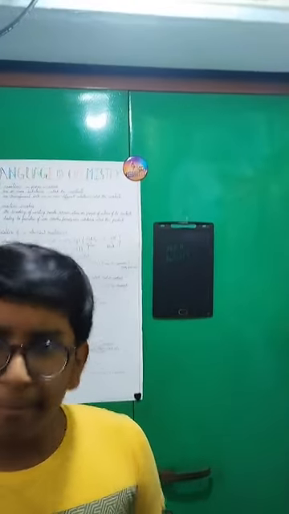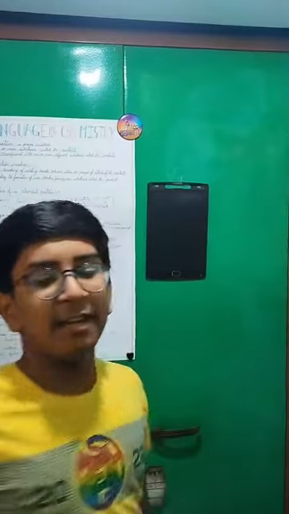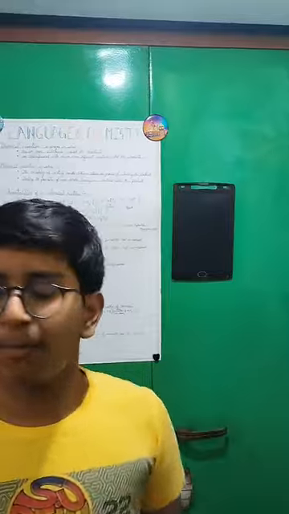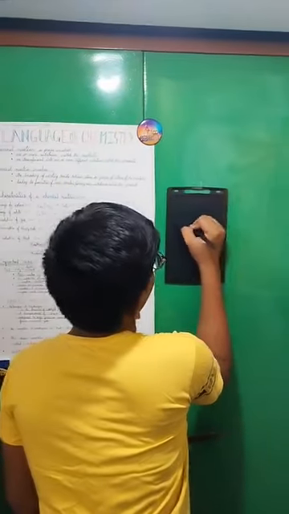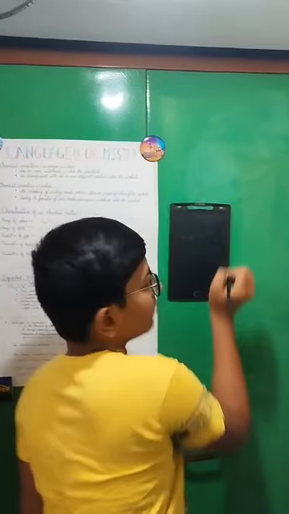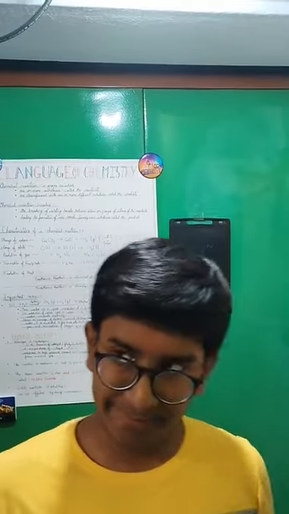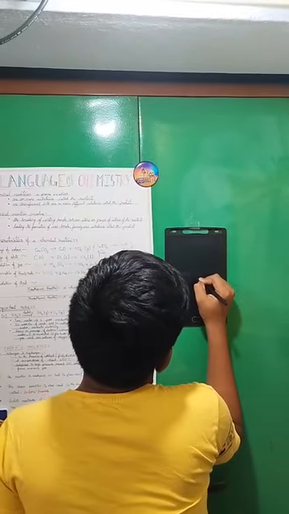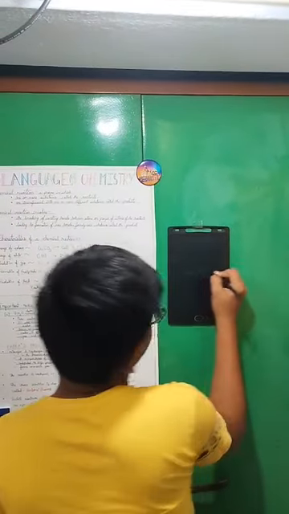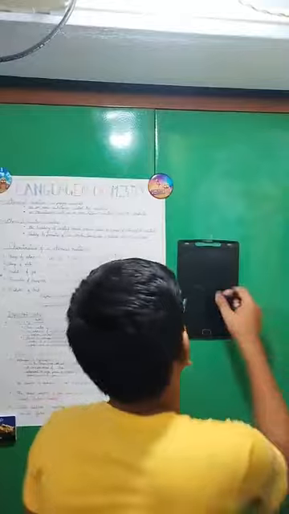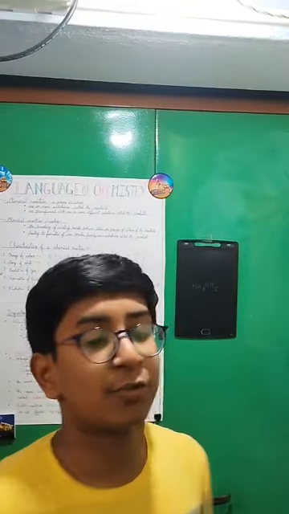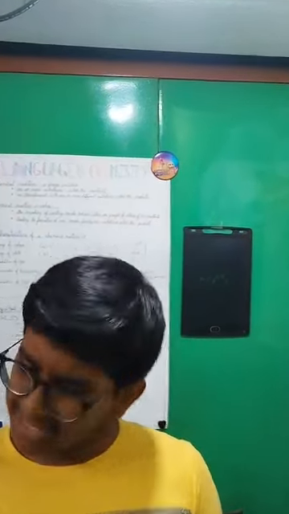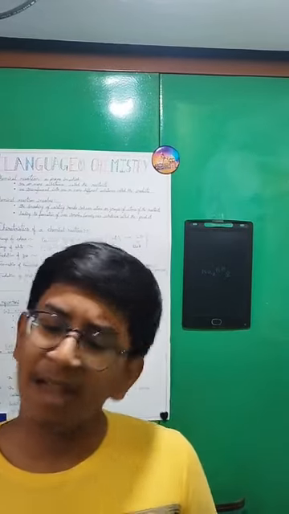Now some weak bases. For example, pyridine. Pyridine's formula is C5H5N. And then what is sodium amide? NaNH2. These are weak bases or bases, and there are many bases.